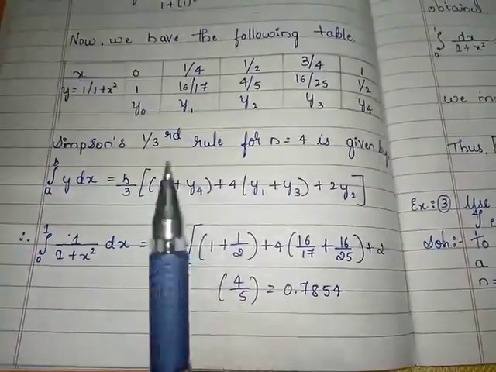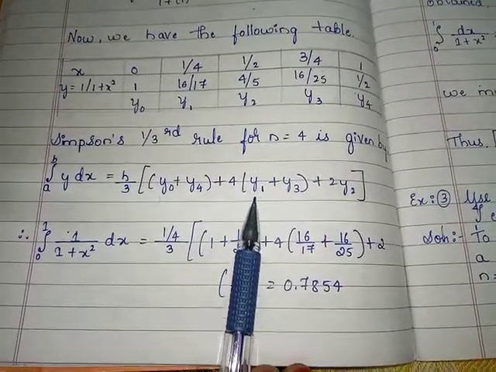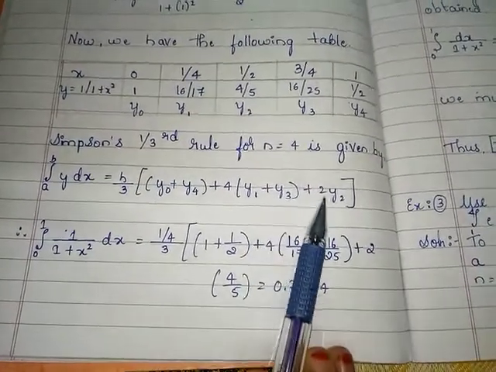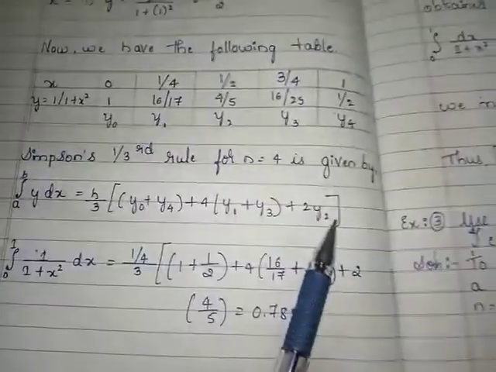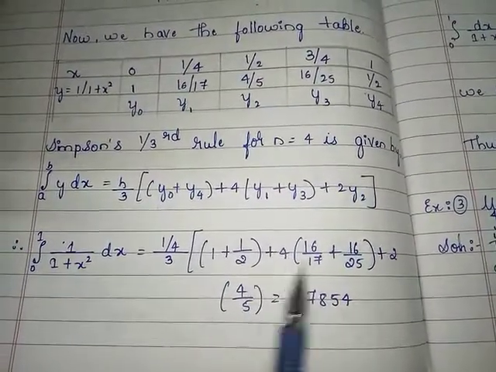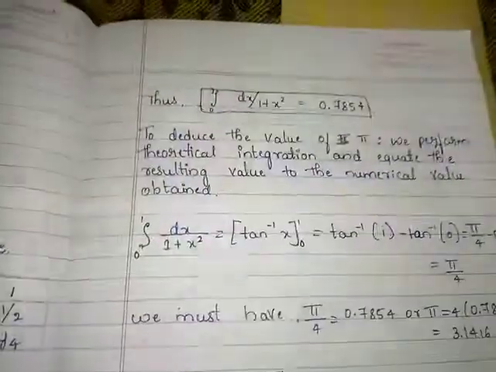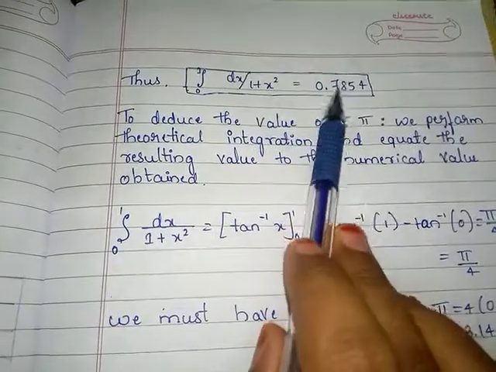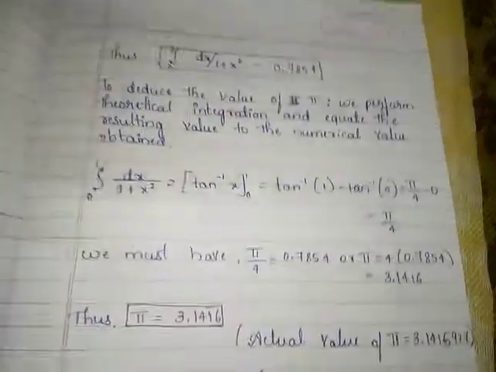This formula for this example is h by 3 into y0 plus y4, plus 4 into y1 plus y3, because here it is n minus 1, therefore up to y3, and for the third term it is n minus 2. Here n value is 4, 4 minus 2 is 2, therefore 2 into y2. Just substitute the values and calculate. We get the given integral, integration from 0 to 1 dx divided by 1 plus x square, is equal to 0.7854.